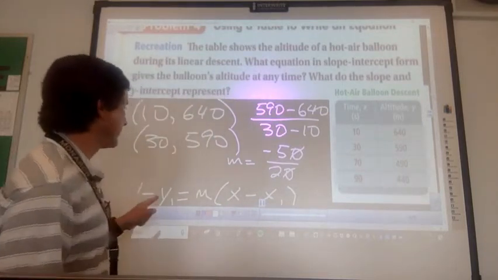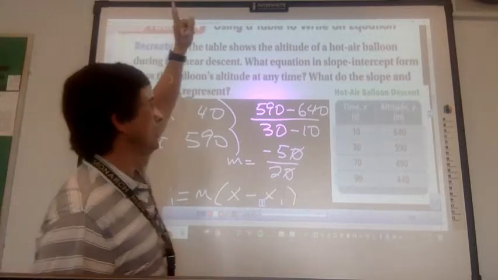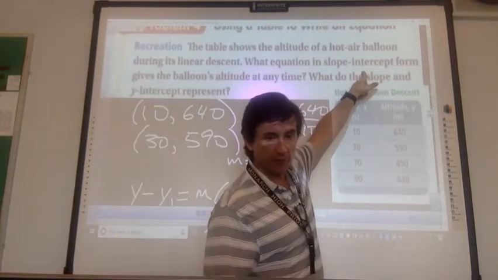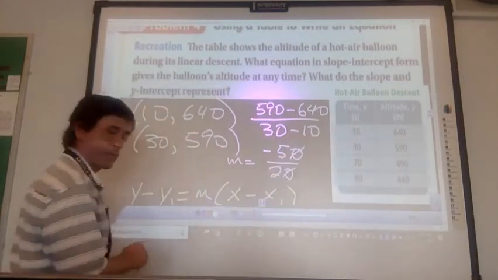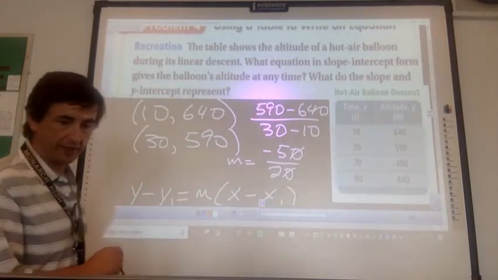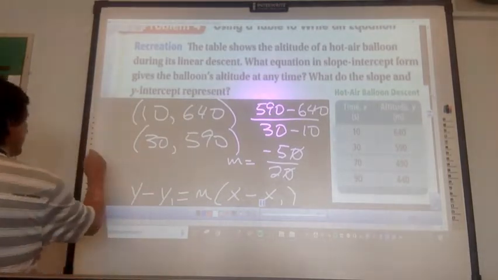Correct. Okay. So now we got to go what equation in slope intercept form. So we need to make this look like y equals mx plus b. We got double vision, Dominic. Freaky.